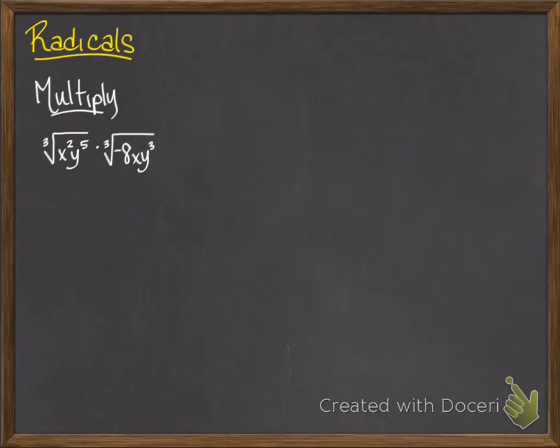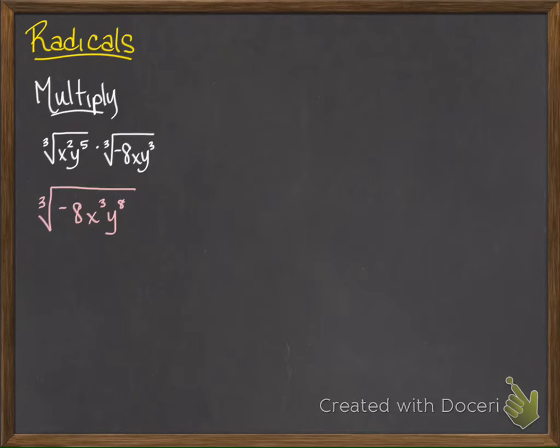So looking at what we have, we've got the cube root of x squared y to the fifth times the cube root of negative 8xy cubed. We can multiply those two radicands and bring them all underneath one radical in order to simplify. We get negative 8x cubed, which is x squared times x, and y to the eighth, which is y to the fifth times y cubed.